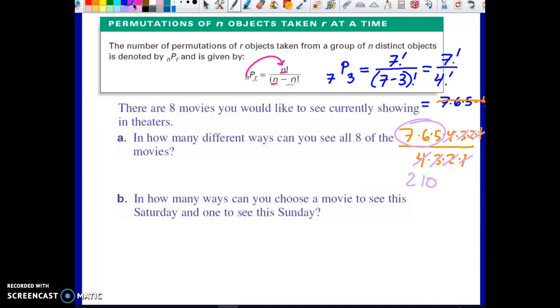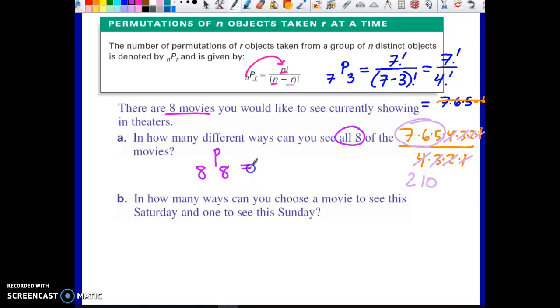So here's another example just to drive the point home. Let's say there are 8 movies at the theater you want to see. How many different ways can you see all 8 of the movies? Well, there are 8 things to choose from, and order matters. We're going to assume that order matters because they're different movies. And how many do I want to see? I want to see all 8. So this would be 8 permutate 8.